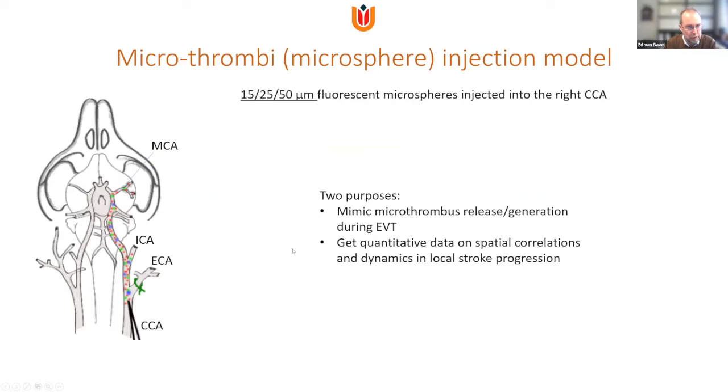We do this for two purposes. First of all, we want to mimic the microthrombus release generated during the endovascular treatment. And the second thing is that we believe that by injecting very small microspheres, we make mini strokes. And that allows us to better understand the temporal and spatial evolution of stroke in order to find out which are the causes and effects. And that should help us understand what's going on in the brain.